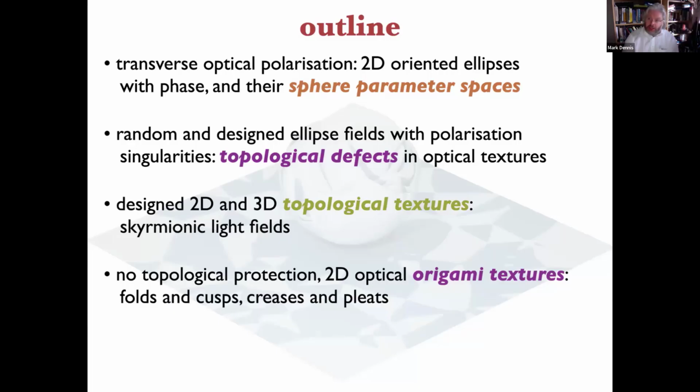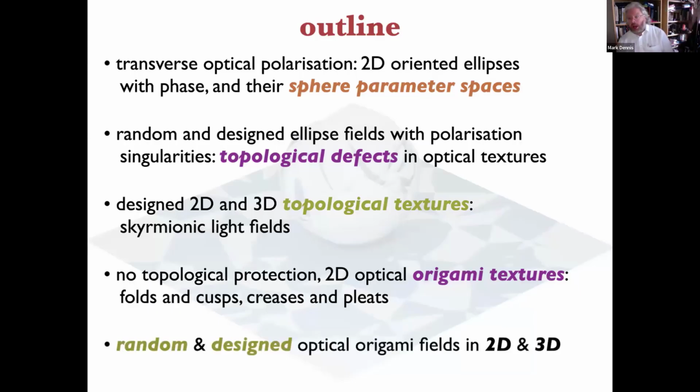But an important idea, which I'll come back to, is that unlike many areas of topology in physics, in optics we have no notion of topological protection. So often in other systems, there's a topological protection that forces this integer wrapping. And because we don't really have that, that's why these origami textures are quite natural. The folds are just as topological as the full sphere pattern. And so we can use this as an approach for random and designed optical origami fields in 2D and 3D.